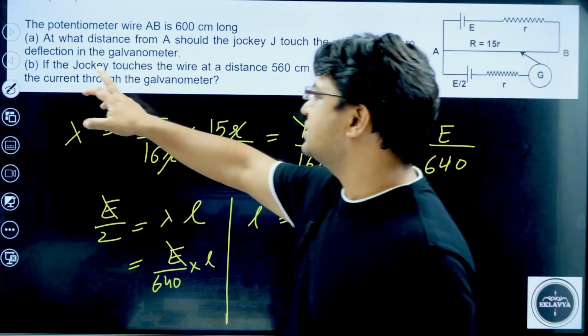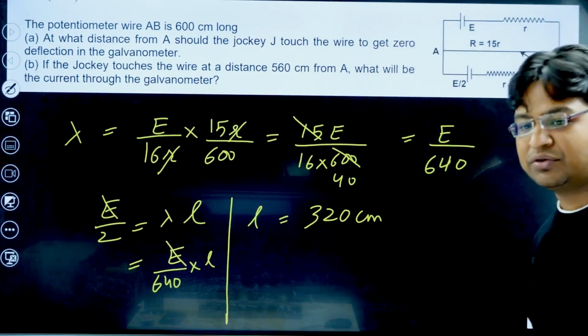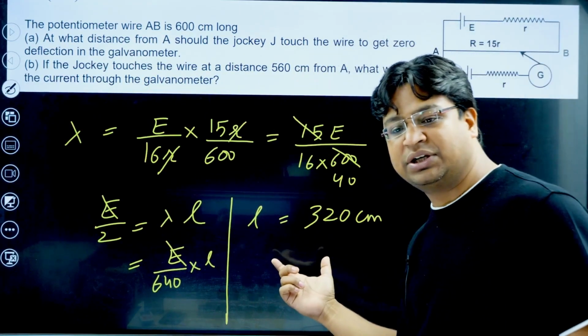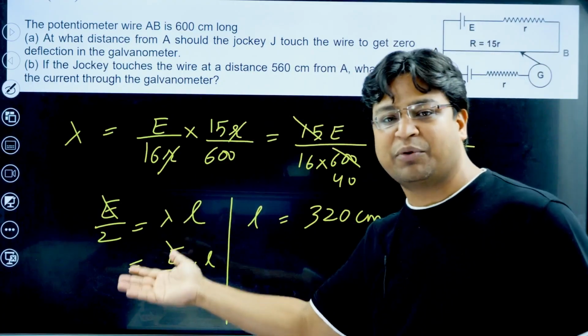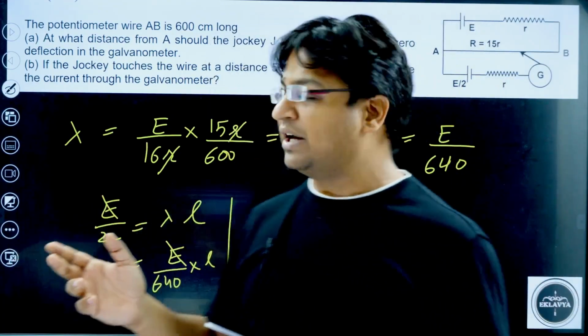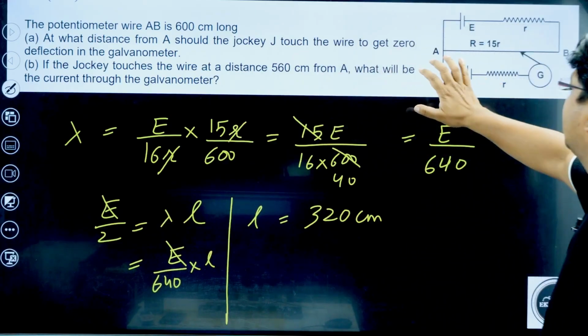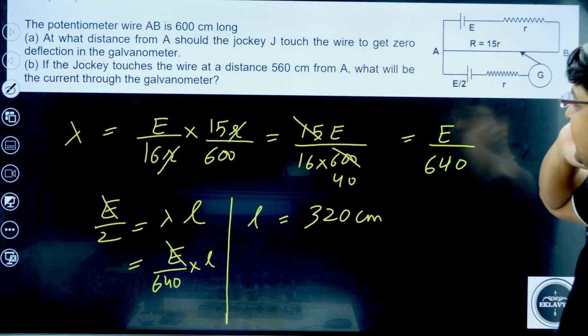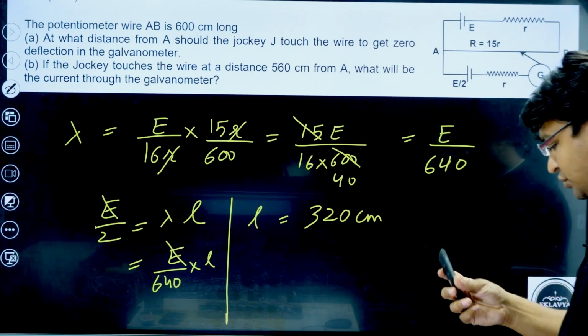Now the question says if the jockey touches the wire at a distance of 560. Notice that we are getting the null point at 320. So if we touch the jockey at any other point apart from 320, the galvanometer will show non-zero deflection, which means there will be current in this circuit. What will be the current through the galvanometer? We want to know the galvanometer reading.